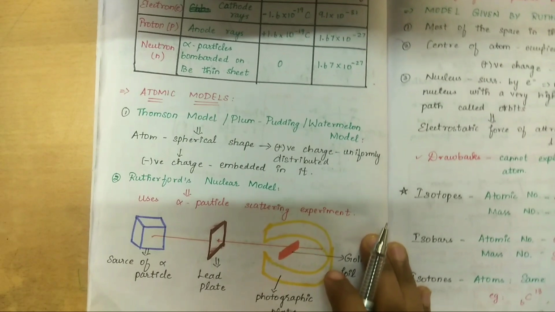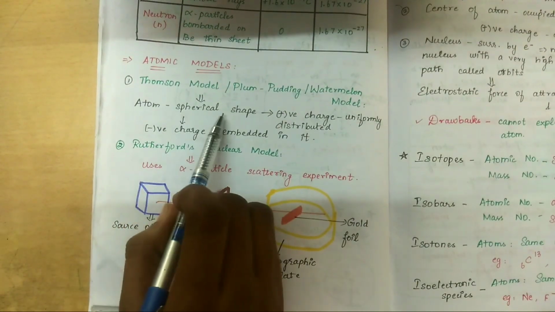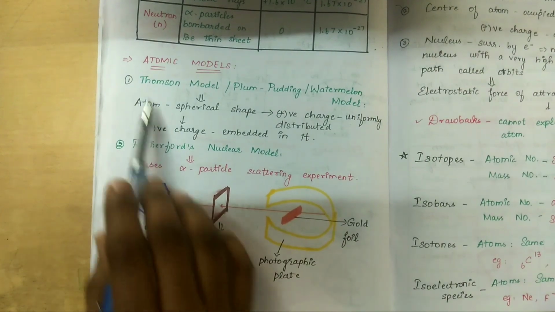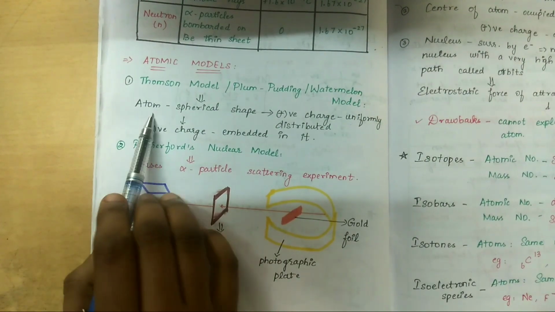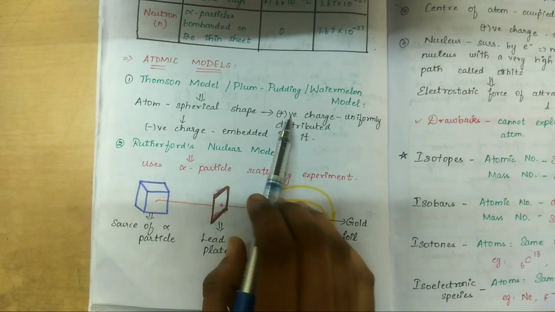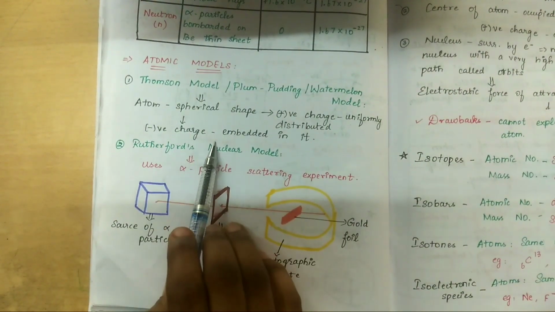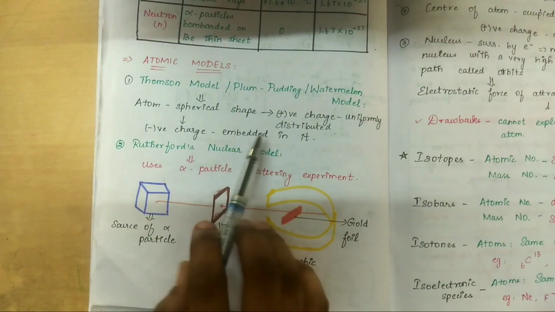Then atomic models. The first model is the Thomson model, which is also called the plum pudding or watermelon model. In this model, the atom is taken to be spherical in shape, with positive charge distributed uniformly and negative charge embedded in the sphere.